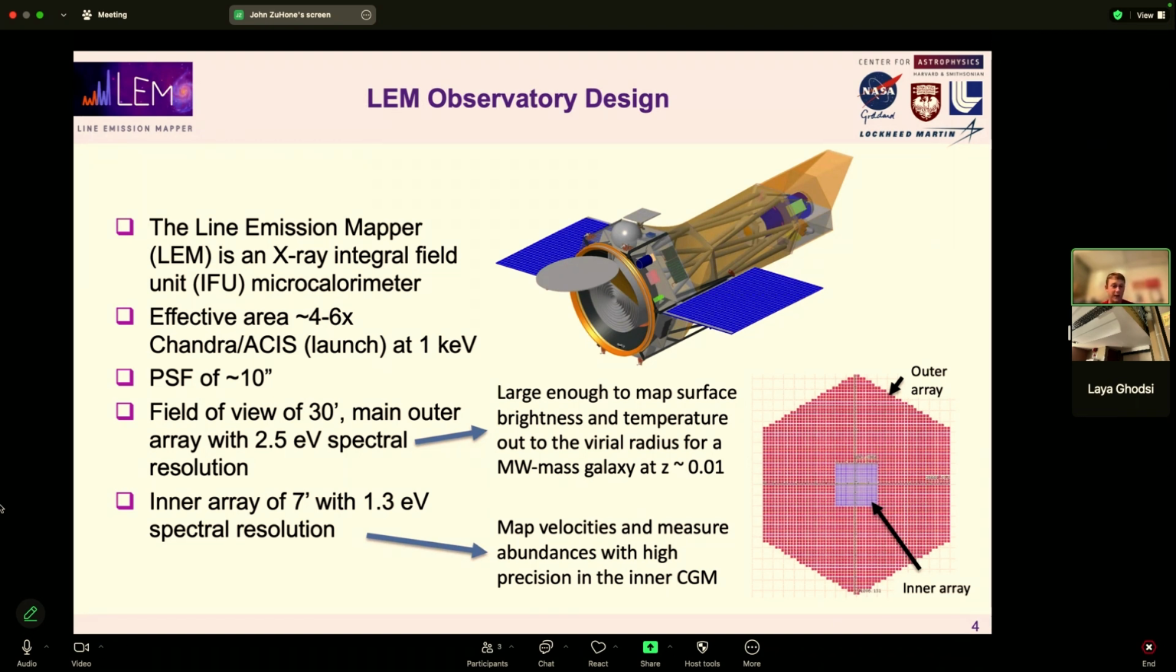And then there's also an inner array with twice as high spectral resolution, and it's that purplish rectangle square in the center of 7 arcminutes, and that gives you the ability to map velocities and measure abundances and temperatures in different phases with high precision in the inner CGM.